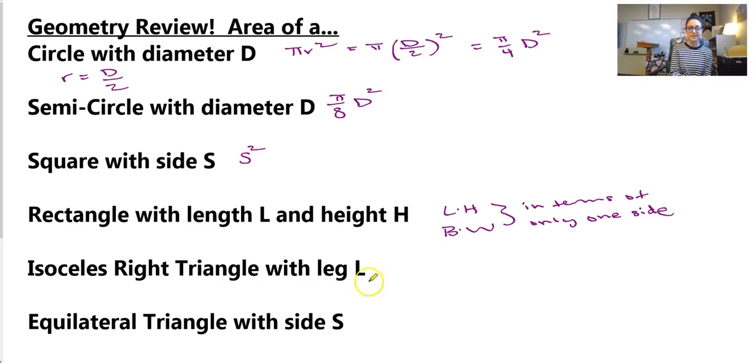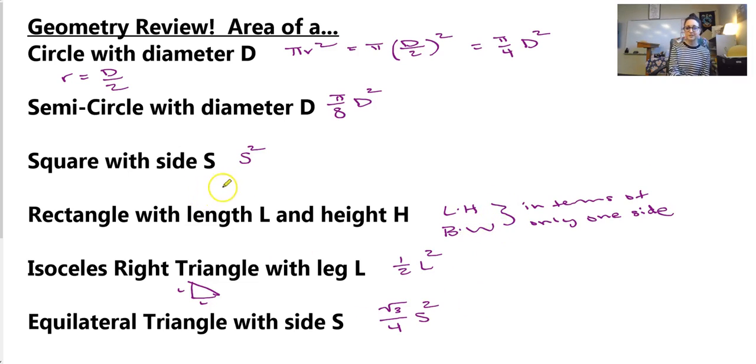Isosceles right triangle with leg L. Well, if I have isosceles right, that would be something like this. These are both L. Can you tell that that is half a square, right? So this is going to be 1/2 leg squared, all right? Equilateral triangle with side S. You can take my word for it for now, but this is square root of 3 over 4 times your side squared, okay? So notice that these all pretty much have a square in them. I mean, the rectangle is maybe a little bit different, but typically once you get it in terms of just one of the sides, like either the base or the width, you're going to have a squared in this formula as well.